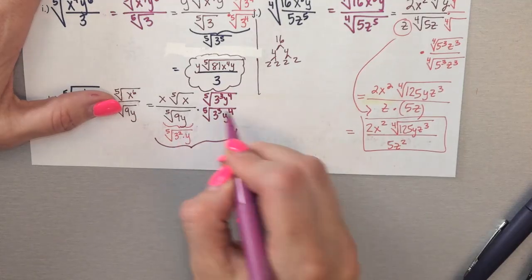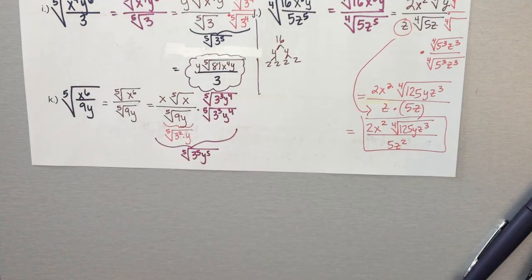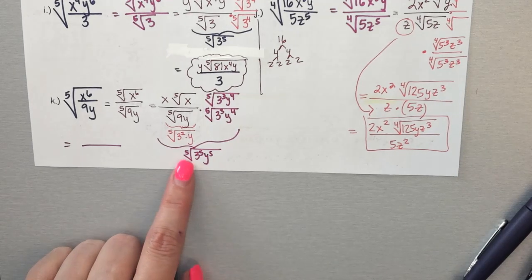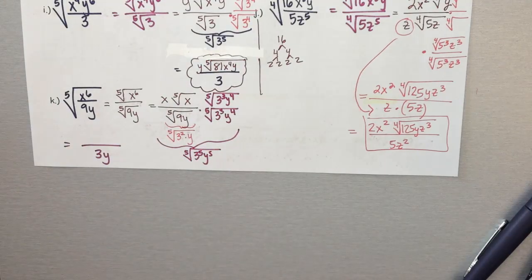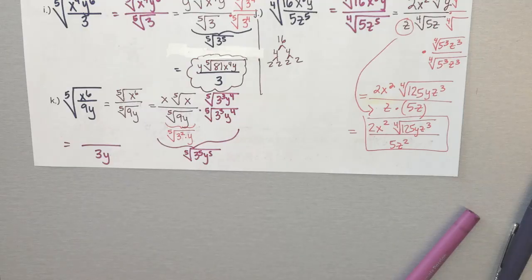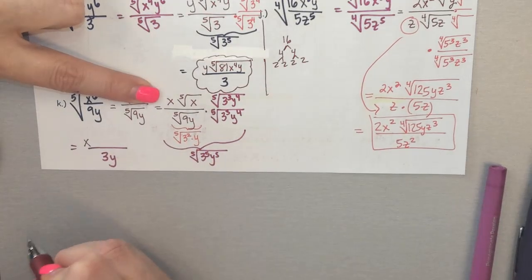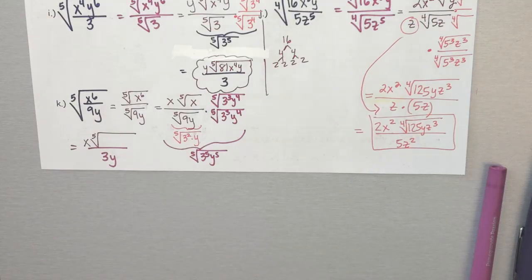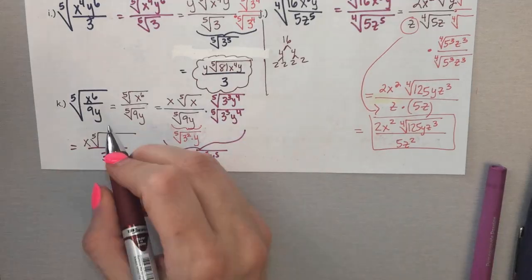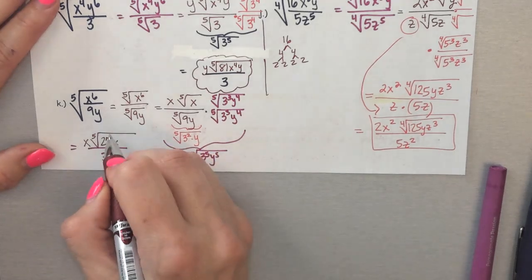Okay, because when we have this for the denominator, that's how you get the fifth root of 3 to the fifth, y to the fifth. Okay, so when you cancel those out, you're going to have 3y in the denominator. In the numerator, the only thing that's on the outside is going to be x. And then when you're rewriting this, the number goes first. So 3 to the third is 27. I have 1x. I have y to the fourth.